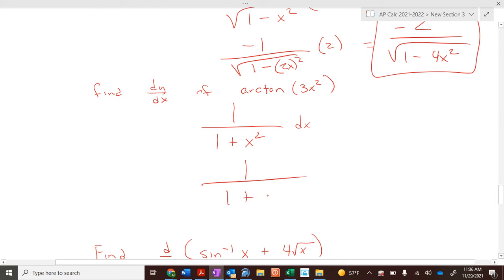So it's 1 plus, what's x squared? Square that, it is 9x to the 4th times first derivative of that, which is 6x. So it's probably going to be written as 6x over 1 plus 9x to the 4th.